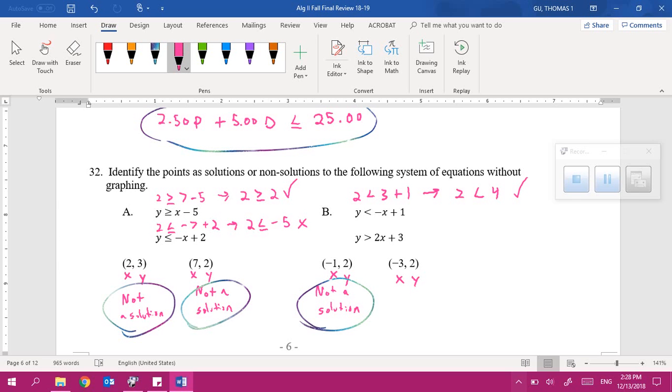And now let's check the second equation. Y, which is 2, greater than 2 times x, 2 times negative 3, which is negative 6, plus 3. This simplifies to 2 is greater than negative 6 plus 3, which is negative 3. So is 2 greater than negative 3? Yes, it is, which means that negative 3, 2 is a solution. And there we have it, 32.